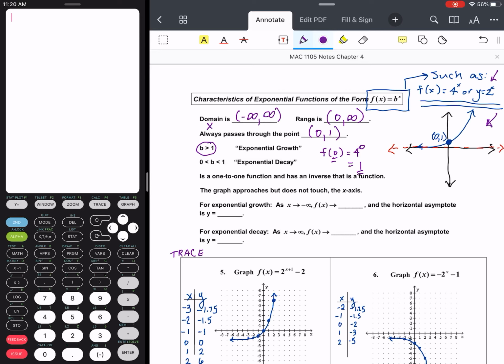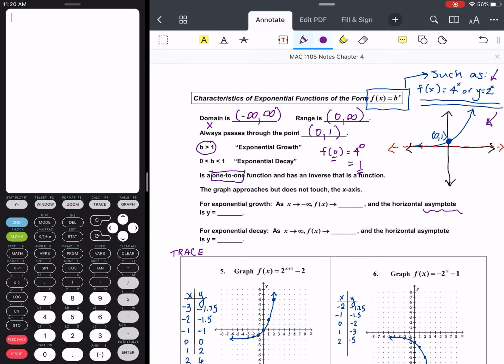These functions are one-to-one functions. They have an inverse that's also a function. Remember, you can apply the vertical line test to confirm that you have a function, and then the horizontal line test to confirm that the inverse of your function would also be a function. So this is a one-to-one function, all exponentials are. The graph approaches but does not touch the x-axis. That's this asymptotic behavior, the fact that we have an asymptote.